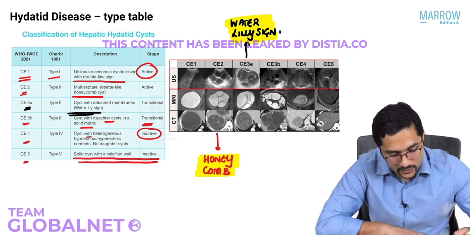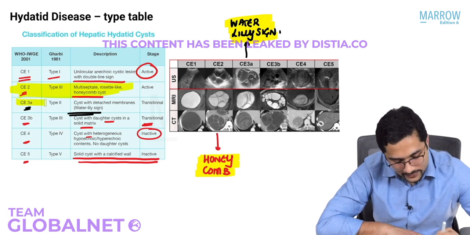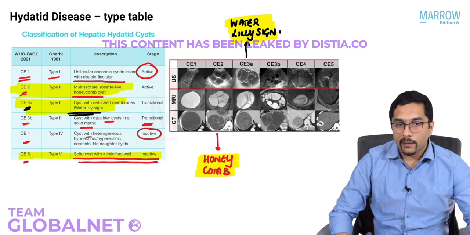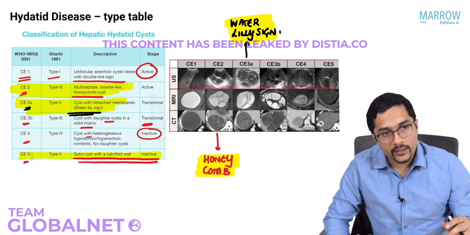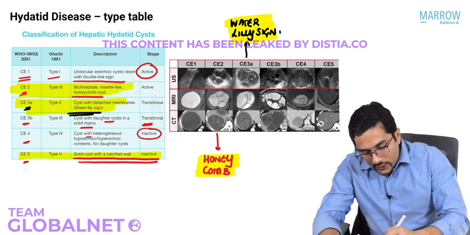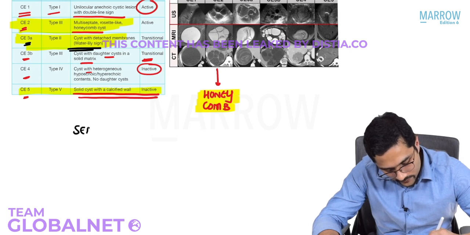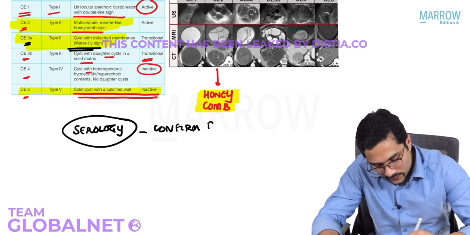So you should definitely know about CE2, that is honeycombing, and CE3A and CE5. These three you should remember for the exam, along with the images which I've shown here. In addition to this, if there's any doubt, then serology can be done to confirm the diagnosis.